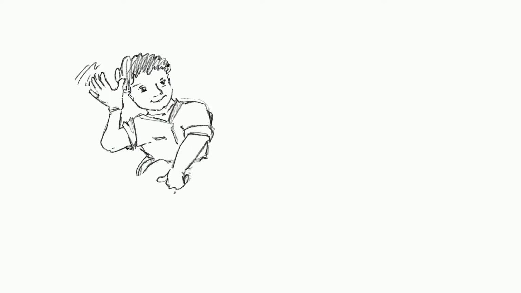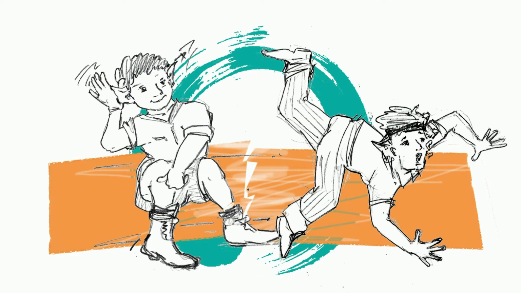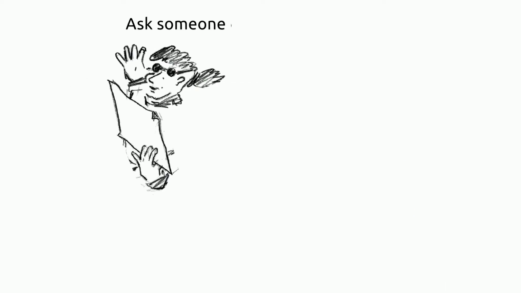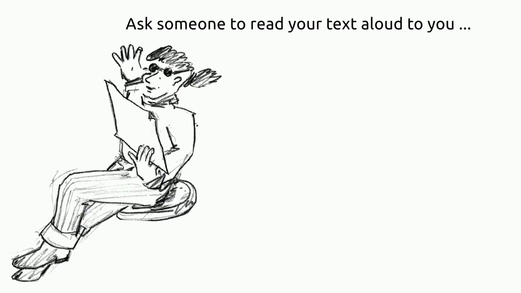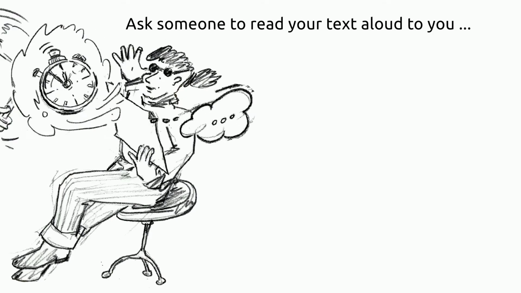The stumbling test. Listen to a premiere of your text live and pay special attention to whether your test reader stumbles or loses his or her pace. Ask someone to read your text aloud to you. Don't provide any preparation time. The reading should be completely spontaneous.